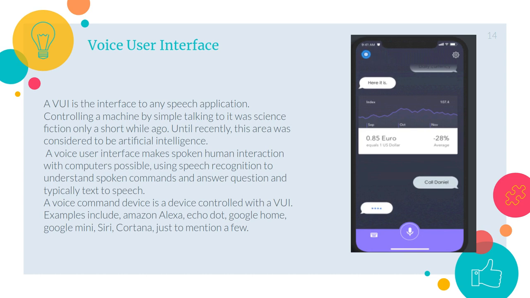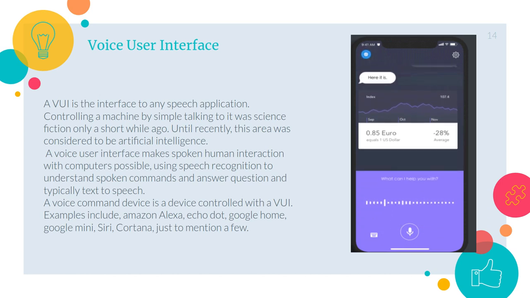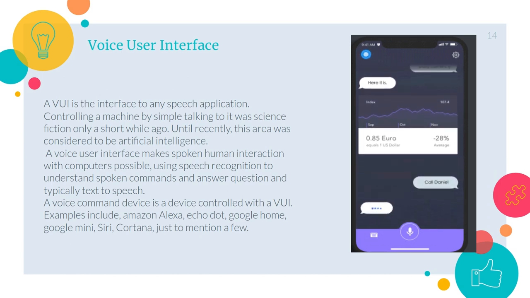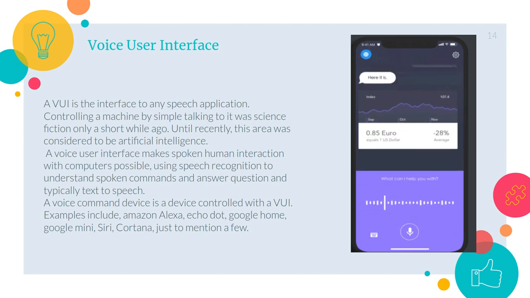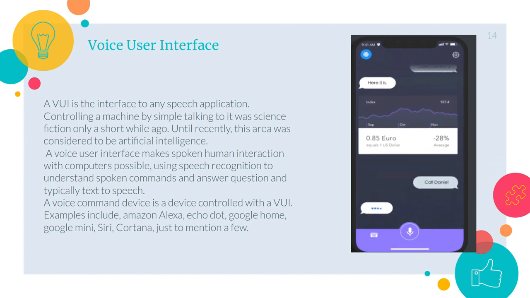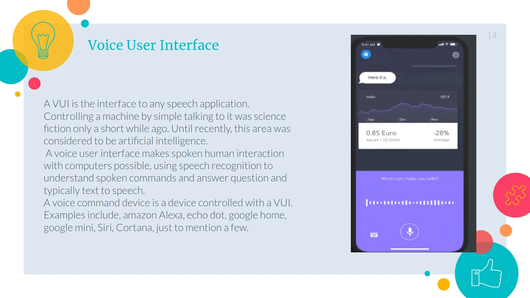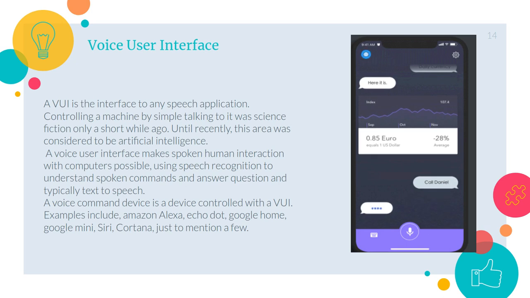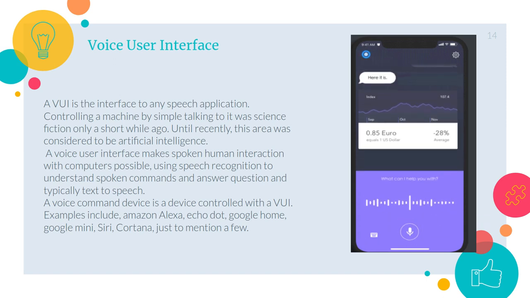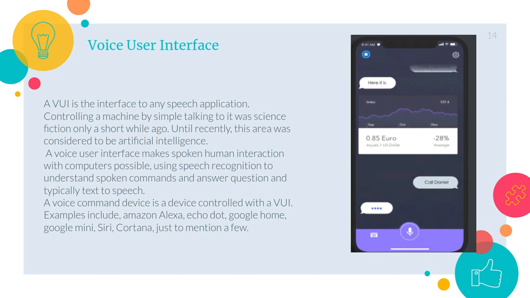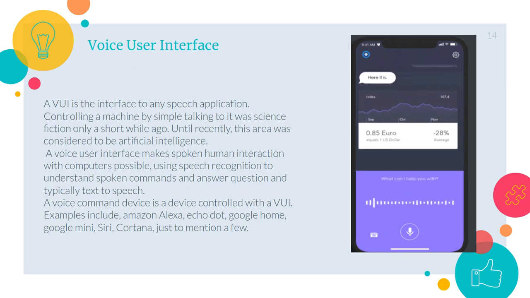And then I think Google has a framework, Google speech synthesis framework, where you could actually write applications with that. And then the voice user interface makes spoken human interaction with computers possible, using speech recognition to understand spoken commands and answer questions, and typically text to speech. So a voice command device is a device controlled with a VUI. Examples include the Amazon Alexa, Echo Dot, Google Home, Google Mini, Siri, Cortana, just to mention a few. So these are all controlled with the voice user interface.